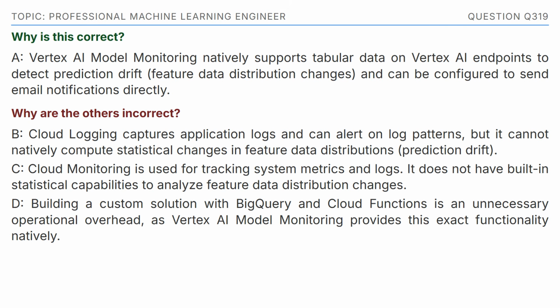Why are the others incorrect? B. Cloud Logging captures application logs and can alert on log patterns, but it cannot natively compute statistical changes in feature data distributions or prediction drift. C. Cloud Monitoring is used for tracking system metrics and logs. It does not have built-in statistical capabilities to analyze feature data distribution changes. D. Building a custom solution with BigQuery and Cloud Functions is an unnecessary operational overhead, as Vertex AI model monitoring provides this exact functionality natively.